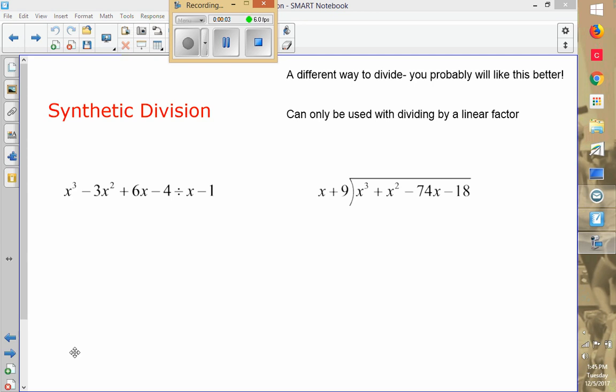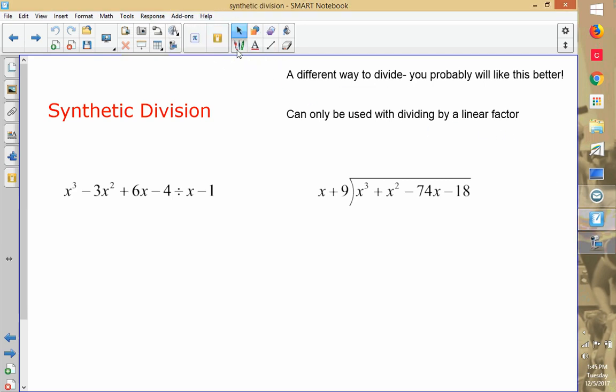Hey guys, we are going to learn a second way of doing polynomial division. I think you're going to end up liking this one better. As you go through the process, there are no x's that you have to worry about, just numbers. So it makes it a little bit easier for most people. The only slight complication with synthetic division is it can only be used if we're dividing by a linear factor instead of a quadratic or anything higher. So that's the only stipulation that you have.